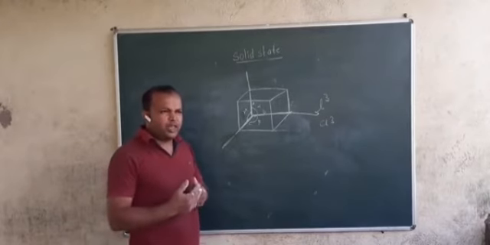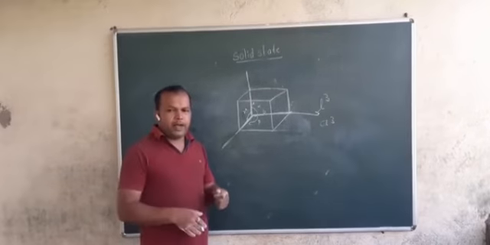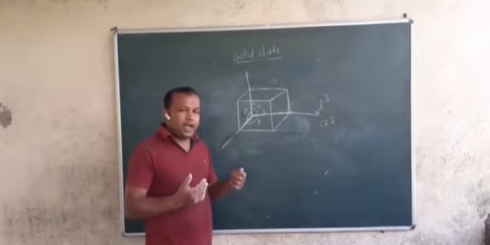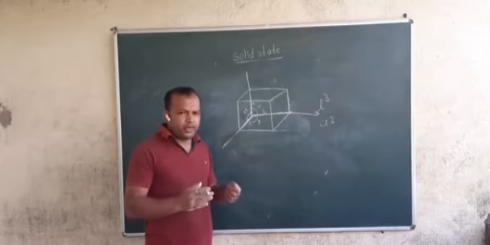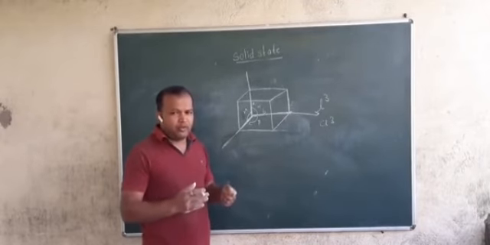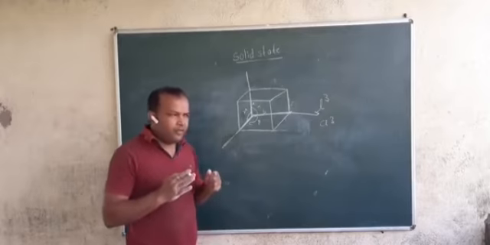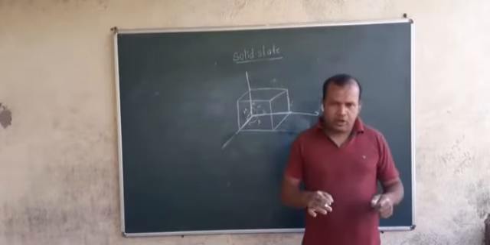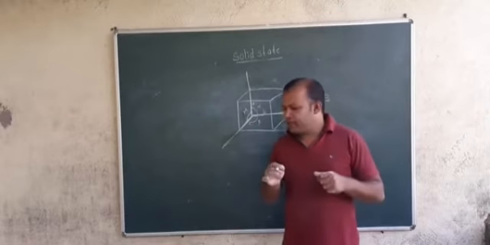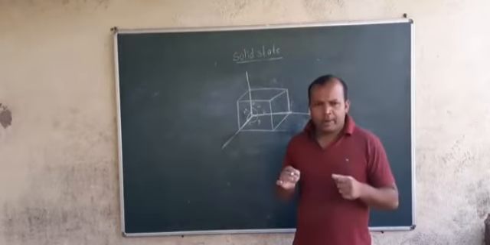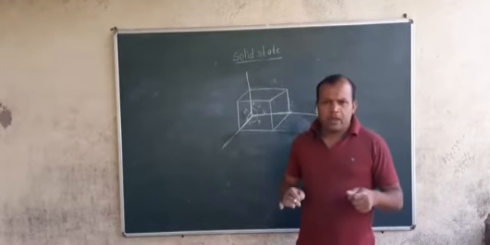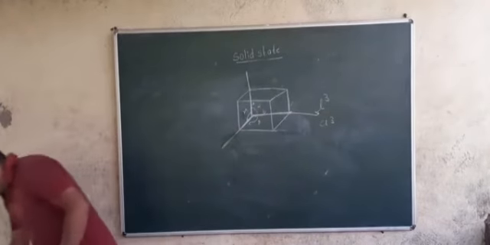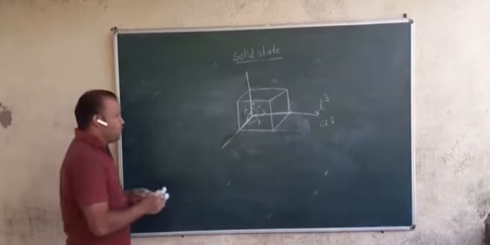So by changing these edge lengths and changing these angles, we can form 7 types of unit cell. How many types of unit cell? 7 types of unit cell and 14 types of Bravais lattice. With a short trick, I'll explain how to remember these 7 types of unit cell and 14 types of Bravais lattice. So let us begin. So I'll put a heading: crystal system.